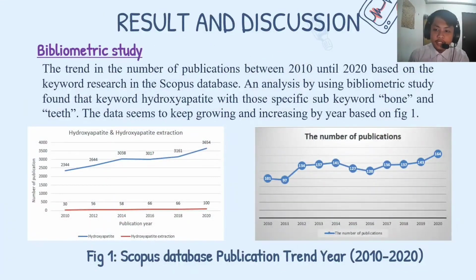For result and discussion, bibliometric study: the trend in the number of publications between 2010 until 2020 based on the keyword research in the Scopus database and analysis using bibliometric study found the keyword hydroxyapatite with specific subkeys which are bone and teeth. The data seems to keep increasing by year based on figure 1.